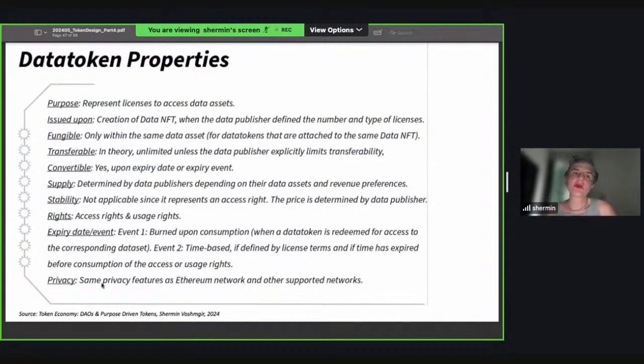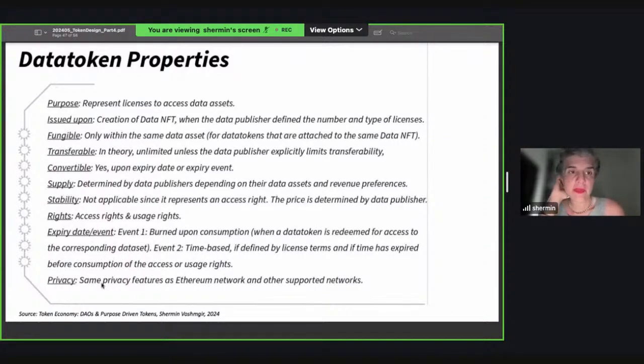Okay, the second important token type: once you have the data NFTs, you as owner of the base IP of a data asset can issue a number of data tokens. The purpose of the data tokens is to represent licenses to access the data assets, the data NFTs. So you're not selling the data, but you are selling the access rights to the data. Usually you're not selling the data NFT themselves. You might in certain cases, as I said before, but usually you're selling access rights to these data assets.